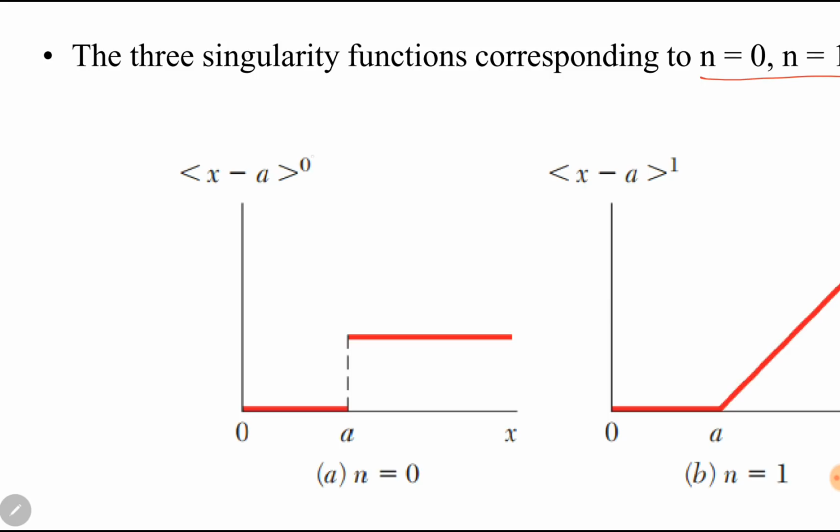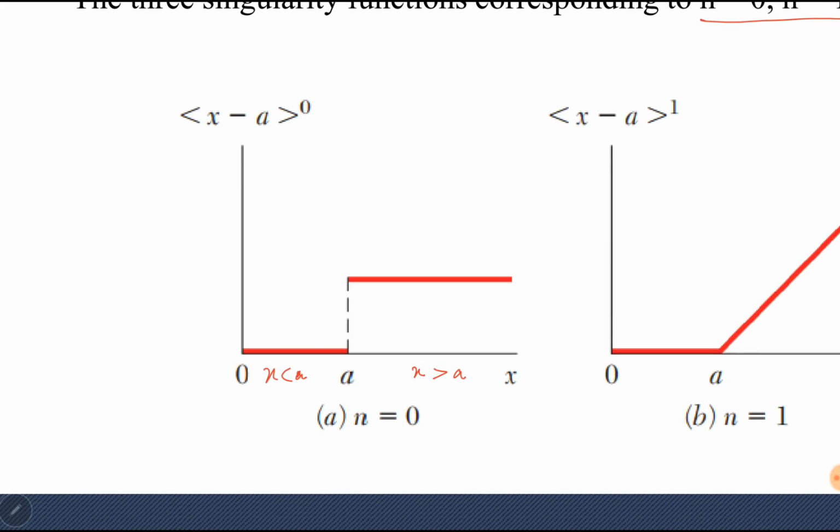If x is greater than a, in this region, this is the x is less than a region. If x is greater than a, x minus a will be a positive number. Any positive number, power 0 is equal to 1. So this is constant. Okay.